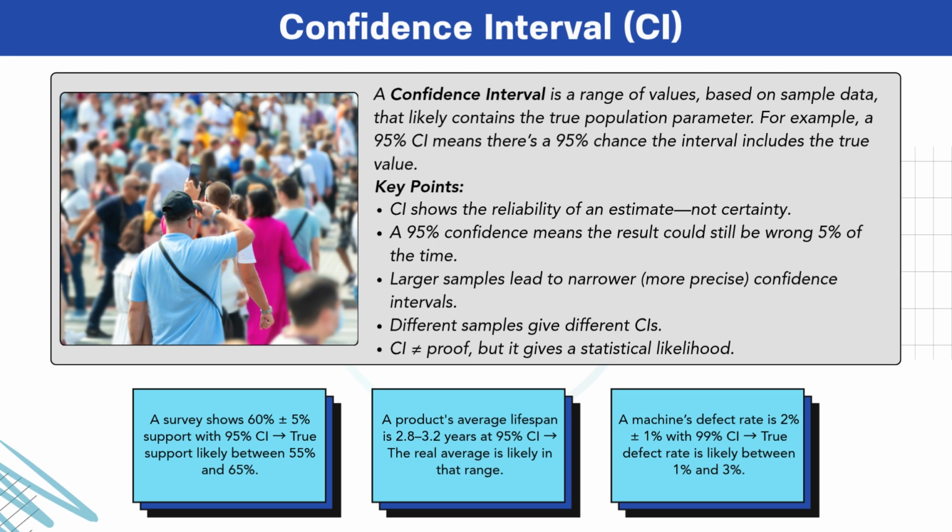Summary. CI is a way of expressing the uncertainty around your sample estimates. The narrower the CI, the more reliable the estimate. The higher the confidence level, the wider the interval usually becomes, unless sample size is large. CI is a critical concept in Lean Six Sigma for decision-making, performance evaluation, and risk estimation.